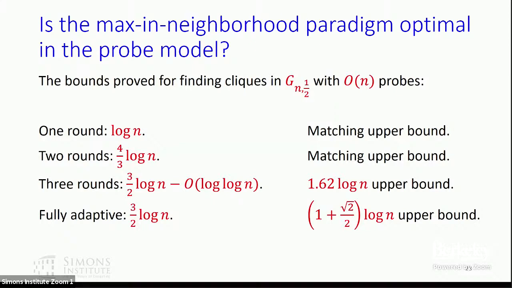And if you allow an arbitrary number of rounds, we know how to find cliques of size 3/2 log n, and the known upper bound is roughly 1.7 log n. So we don't have tight bounds. Let me just explain the upper bound for the 1 round case, because it's the simplest of all upper bounds. They get much more complicated as you add rounds, but it contains an ingredient that is used in all proofs.